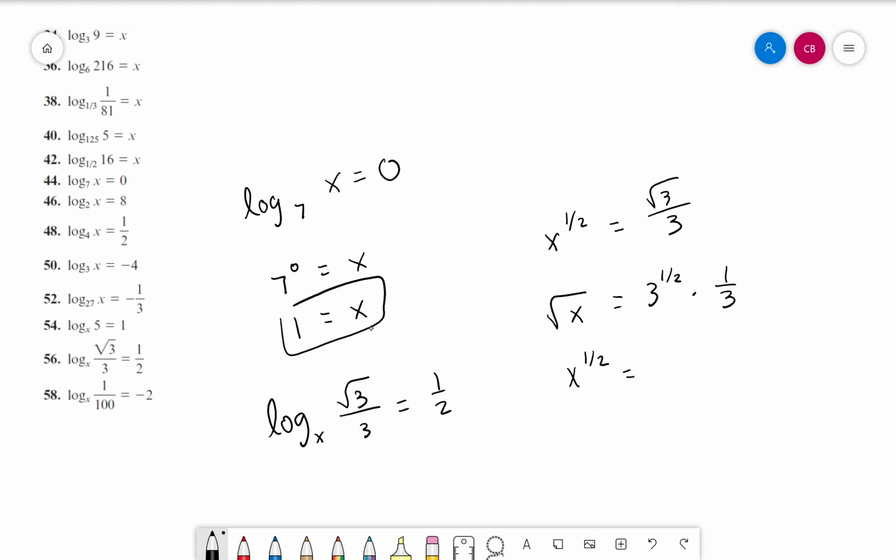And then we have 3 to the 1/2 times 3 to the -1, right? Because 3 to the -1 is just 1/3. When we multiply these together, we add the exponents. So this is going to be x to the 1/2 is equal to 3 to the 1/2 minus 1, which is 3 to the -1/2. We're getting close. We're almost to where we need to be.